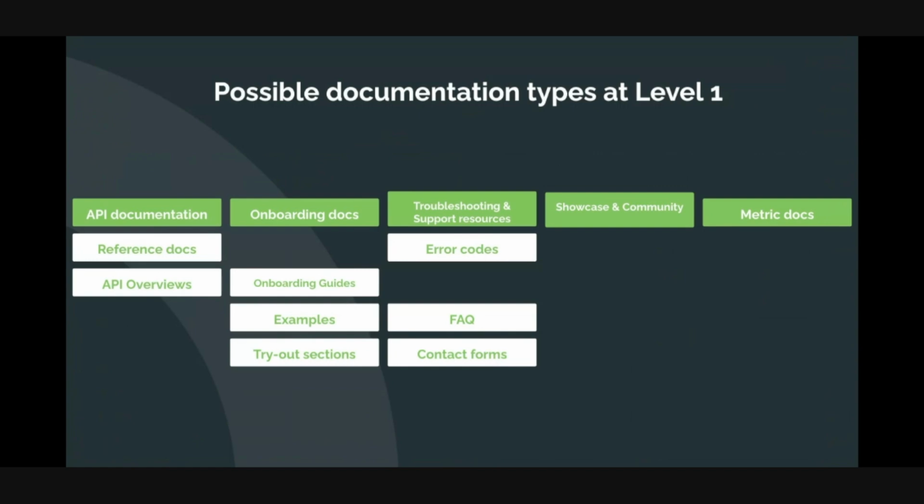advance, let's have a quick overview of the possible documentation types that you may have on a developer portal at level 1. So you should have API documentation, API reference, onboarding docs, quick start guides, some kind of onboarding guides, troubleshooting, the basic ones, support resources, just to make sure that at least you have a contact form, a list of the basic error codes, maybe some basic FAQs, but they are not really complete.